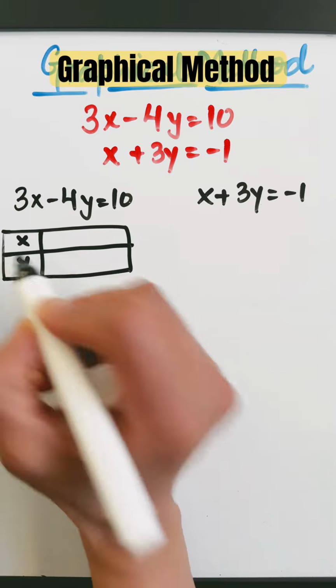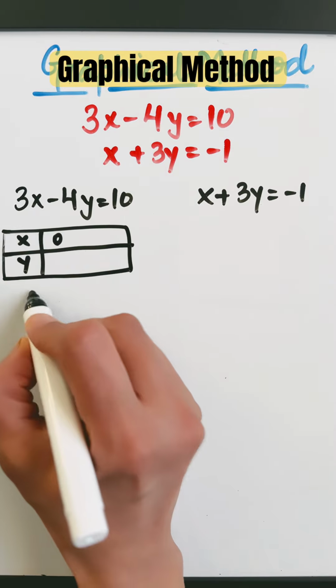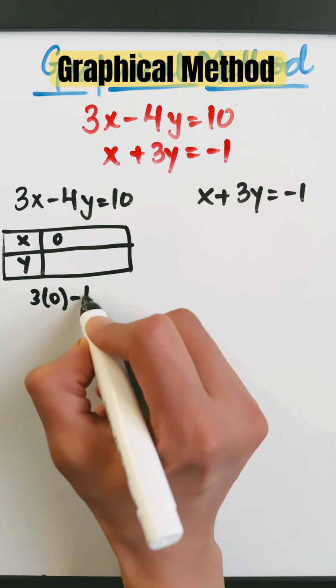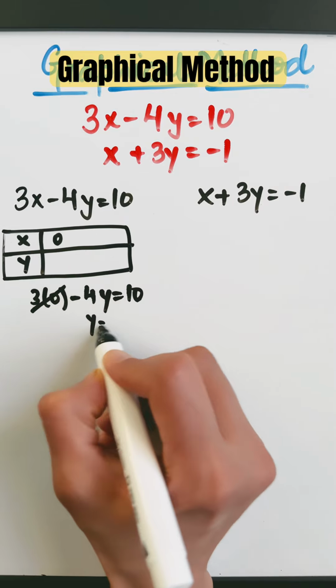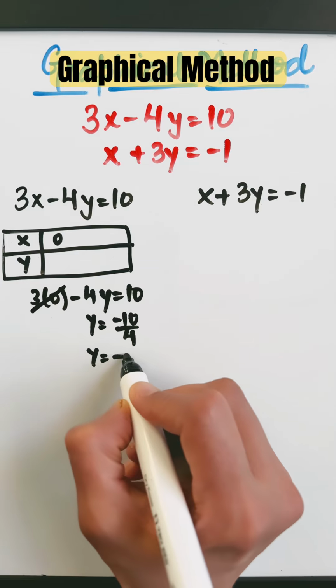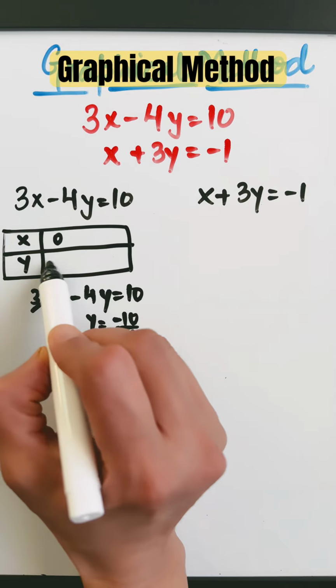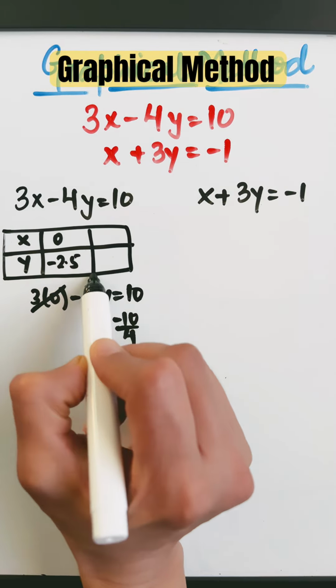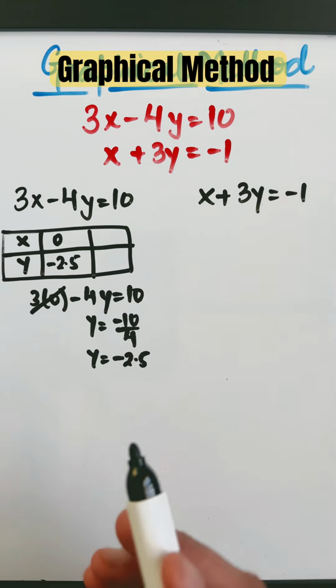So x and y. Now, if I put x as 0, I will get 3 times 0 minus 4y equals 10. This becomes 0, so y becomes negative 10 over 4, which will give me y as minus 2.5. So for x 0, y comes out to be minus 2.5. Now I need one more value because 2 points are enough to draw a line on the graph paper.